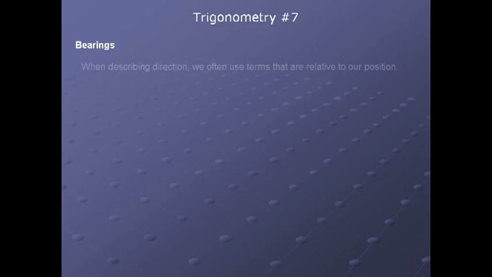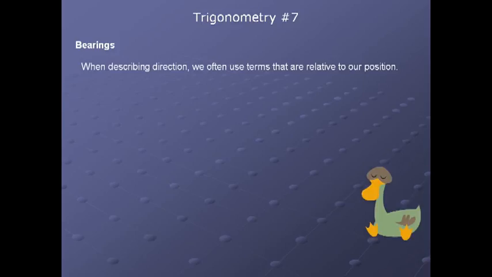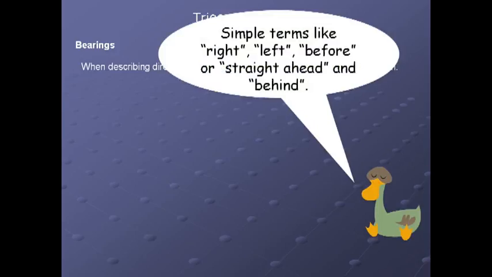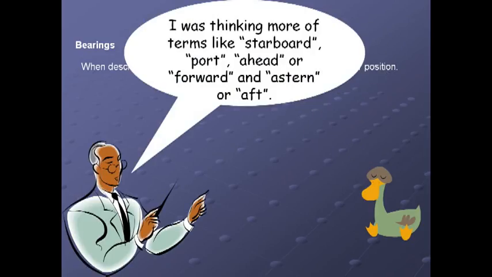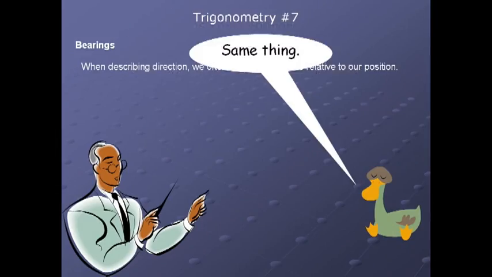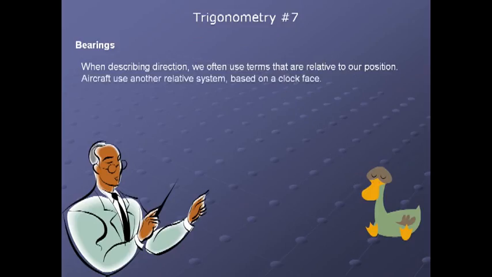Trigonometry 7. Bearings. When describing direction, we often use terms that are relative to our position. Simple terms like right, left, before, or straight ahead and behind. I was thinking more of terms like starboard, port, ahead or forward, and astern or aft. Same thing. Aircraft use another relative system based on a clock face.